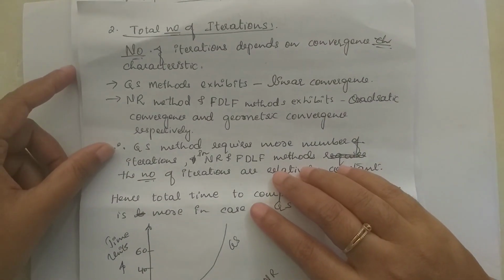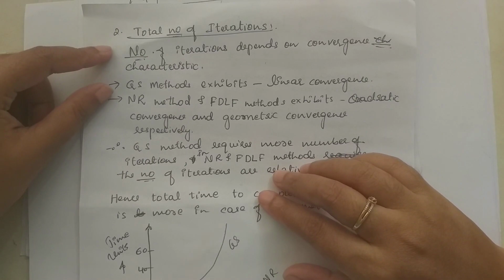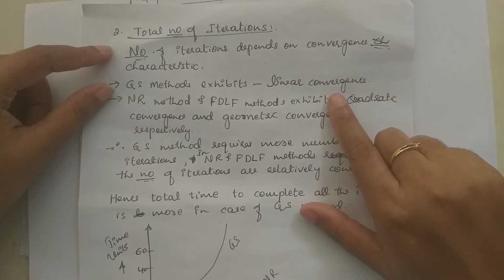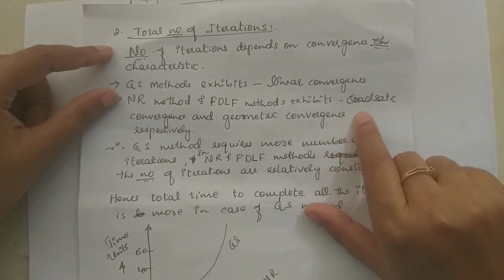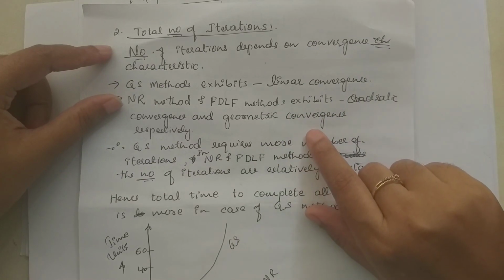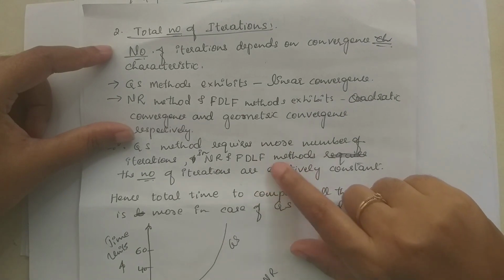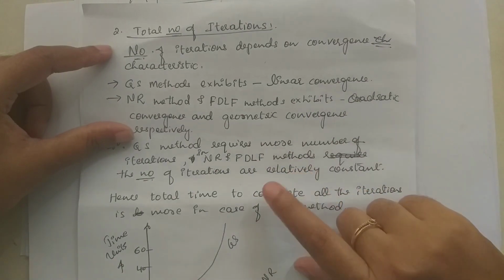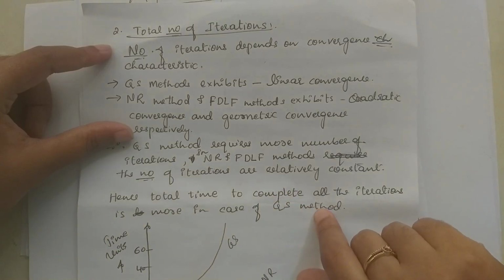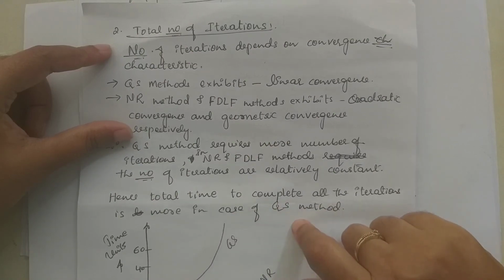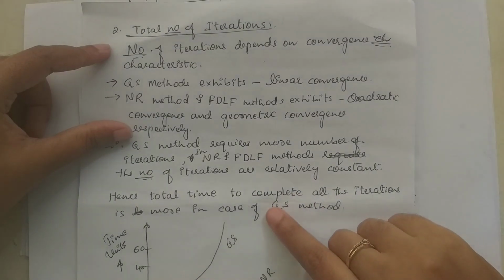Next, total number of iterations. The number of iterations depends on the convergence characteristic. The GS method exhibits linear convergence, and the NR method and fast decoupled load flow method exhibit quadratic convergence and geometric convergence respectively. Therefore GS requires more iterations, while for NR and FDLF the number of iterations is relatively constant. Hence the total time to complete all the iterations is more in the case of the GS method.